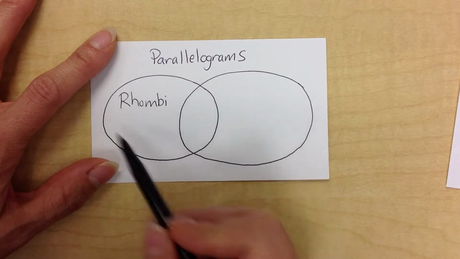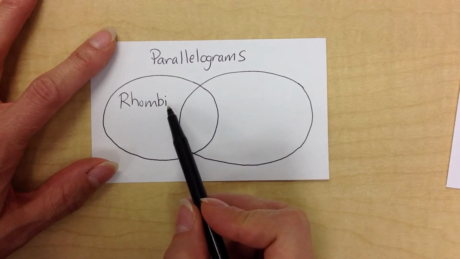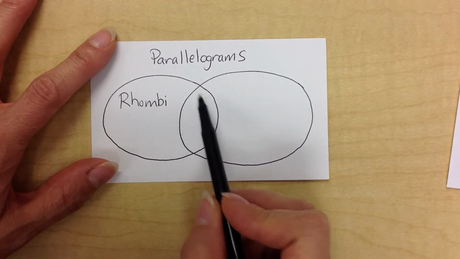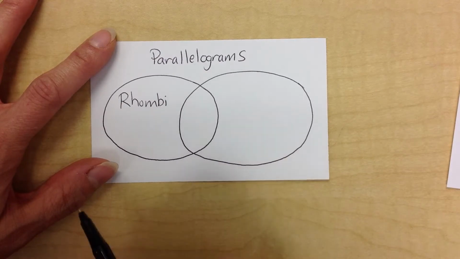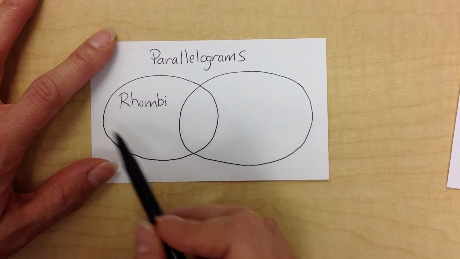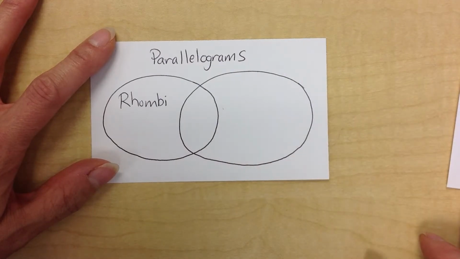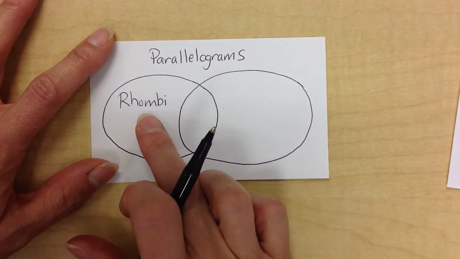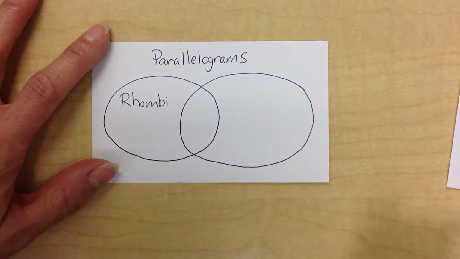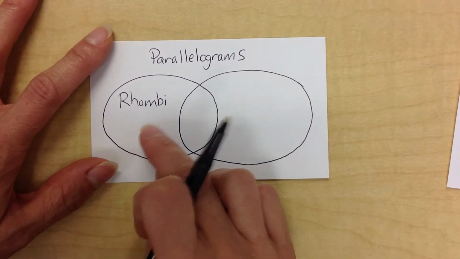So this right here, rhombi, is just plural for rhombus. I wanted you to see that word. A rhombus is a parallelogram. See how it's all inside parallelograms? Remember we talked about that in Unit 2. So all rhombi are parallelograms. If you're a rhombus, then you're a parallelogram.